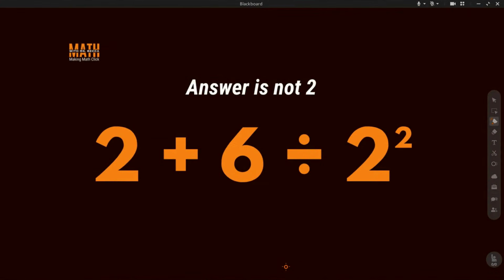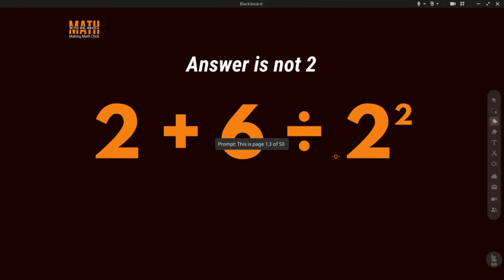Can you answer this in 3 seconds? Let's see. One, two, three. Time up.